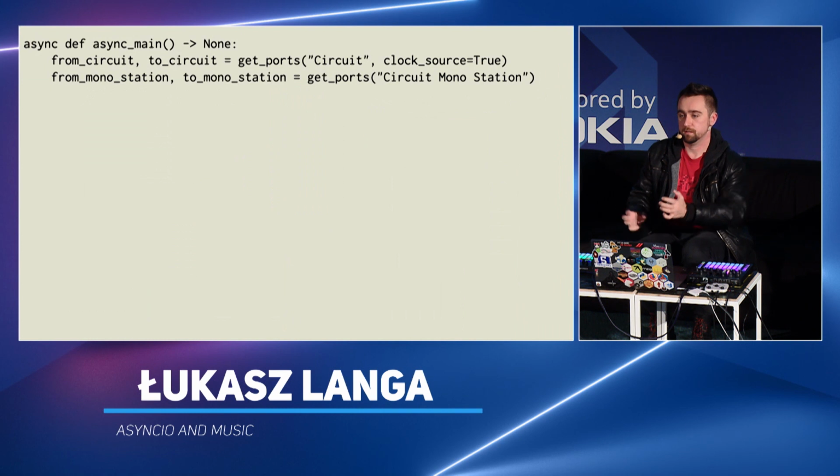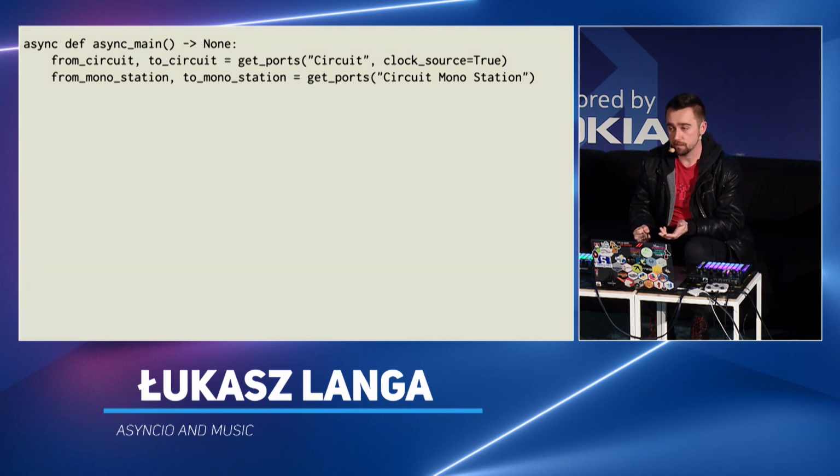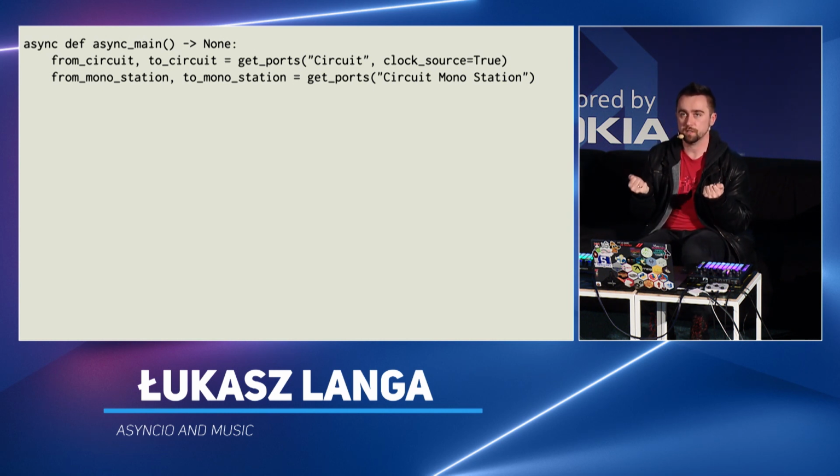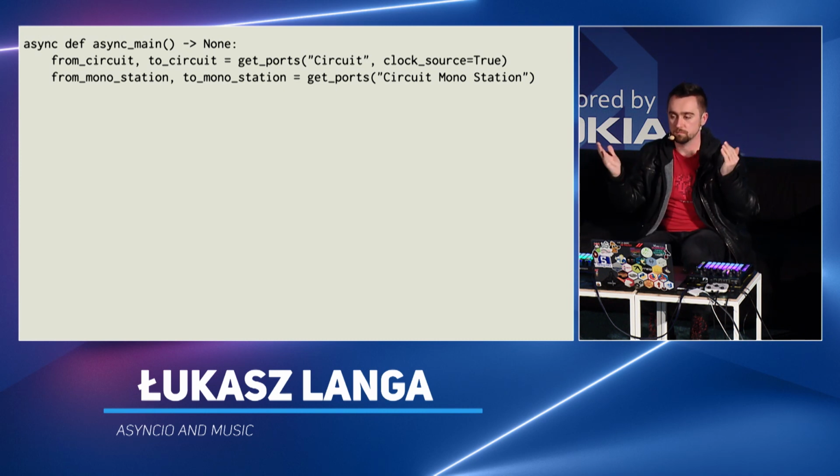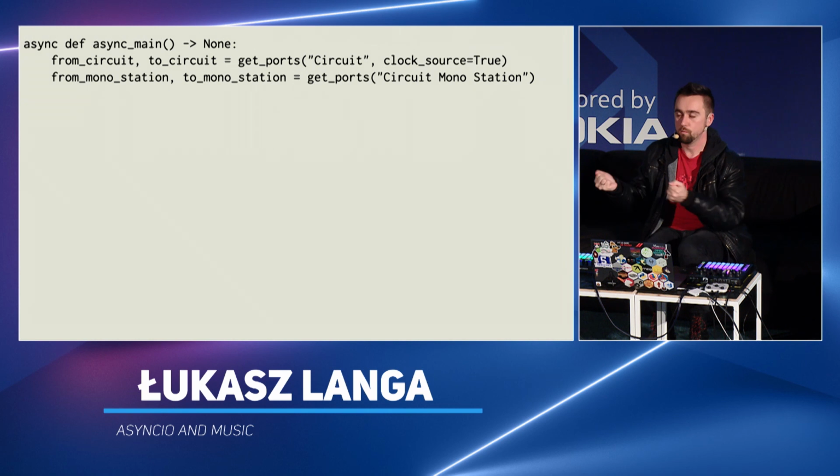So first of all, there is this asynchronous main function. The first thing that we're going to be doing is getting some ports out of some MIDI library that we have. Getting those ports allows us to assign some names, assign some connections to the cables that I have on either end of the laptop, right? We really need to understand where the connections are.